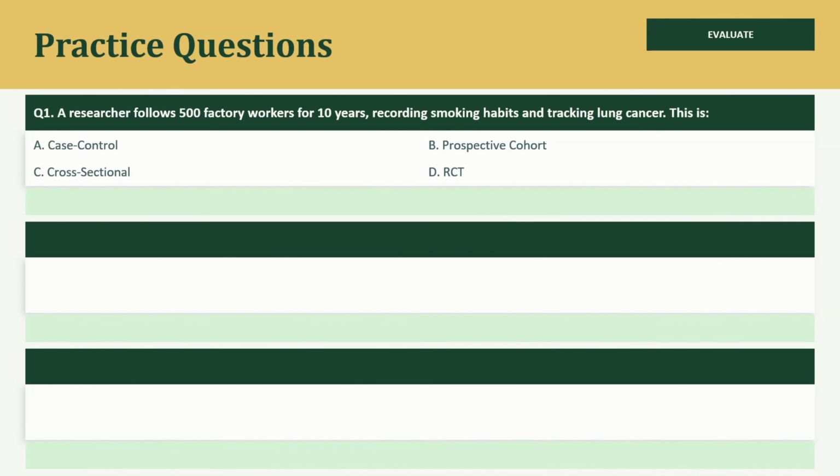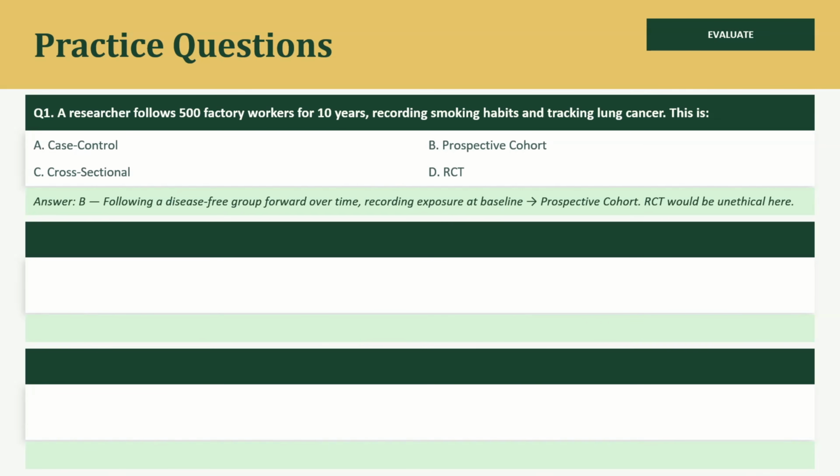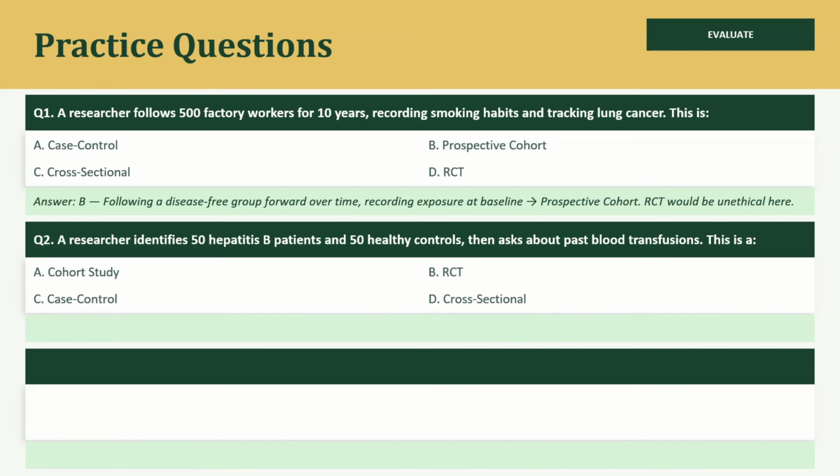Let's test you. Question number 1. A researcher follows 500 factory workers for 10 years, recording smoking habits and tracking lung cancer. What design? The answer is prospective cohort. Forward direction, disease-free at start. Question number 2. A researcher identifies 50 hepatitis B patients and 50 healthy controls, then asks about past blood transfusions. The answer is case control study. It starts with disease and looks backward.